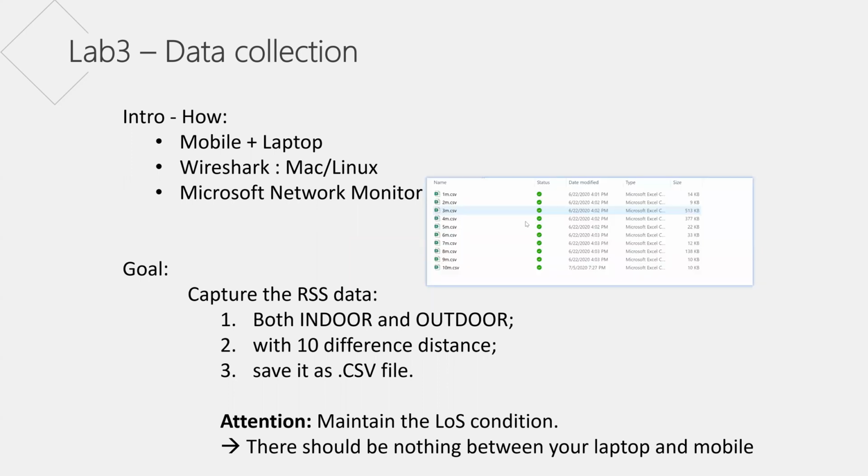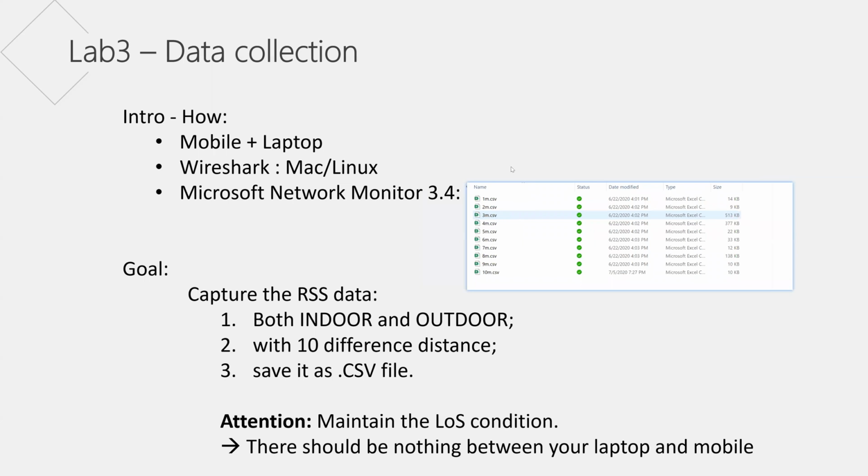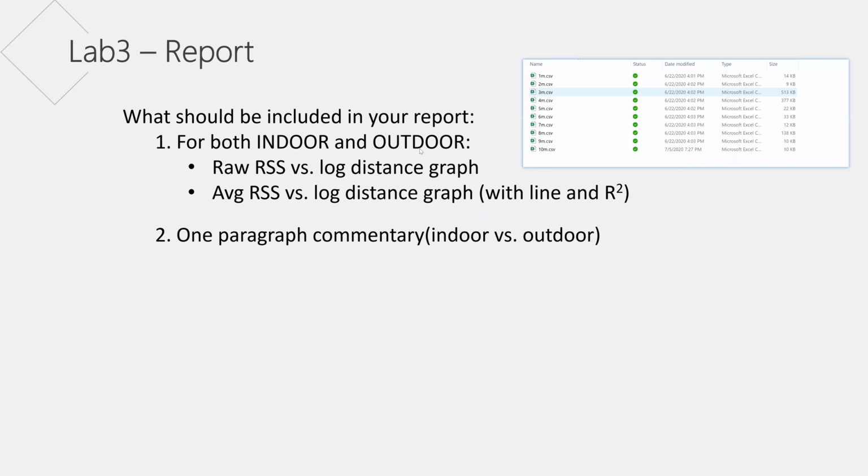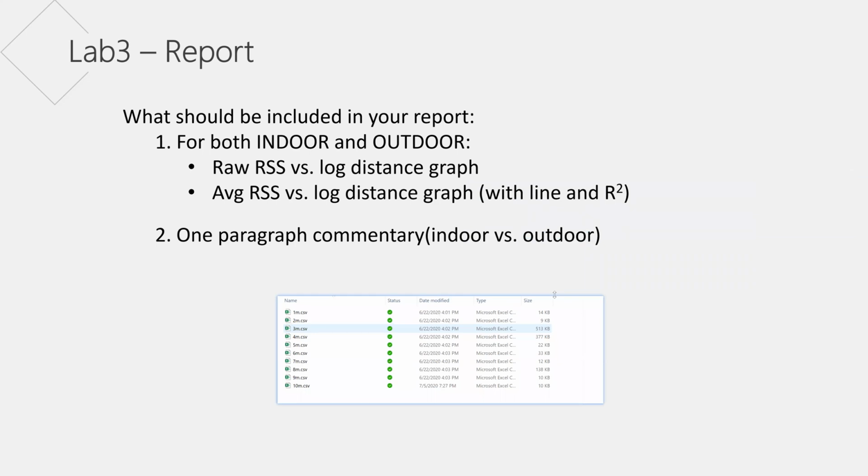For example, the outdoor here, you should have 10 different CSV files in your folder, ready to submit. With these files, we can go to the next step, the report. So what should we do in the report? It's quite similar to the previous lab, just plot something. We are going to plot the RSS, which is the signal strength, as our y-axis, and the x-axis is the log distance. Let's have a look at it.